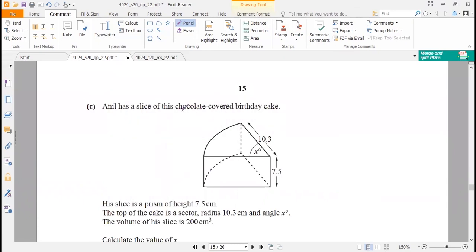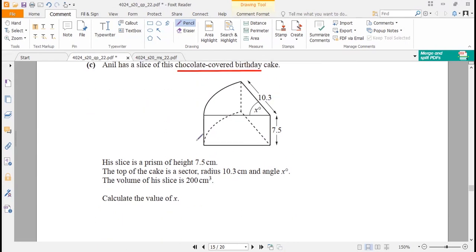Anil has a slice of this chocolate covered birthday cake. These are all the parameters. Height is 7.5, as you see over here. The radius of this cake is 10.3. Angle is x, which we need to find out. And the volume of this slice is 200 centimeter cube.